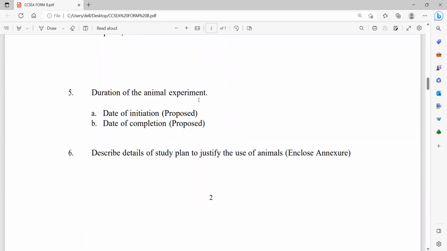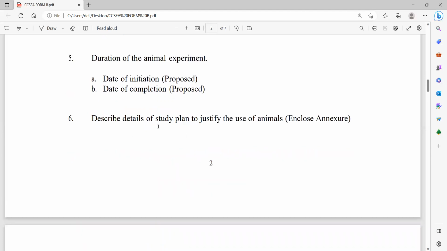Here you have to write down the date of initiation. Means it is proposed. Maybe because of some reason it will not be possible to start the experiment from that day, but it is proposed from which date you can start the experiment. And date of completion, that is the proposed date for completion. So depending on the protocol, depending on the study, you can include the date of initiation and date of completion of the project. Then details of study plan to justify the use of animals.